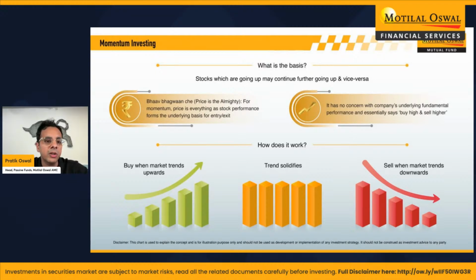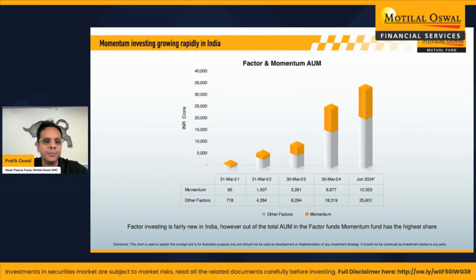There's a saying, "Bhav Bhagwan Che." What that means is that price is the most important thing. And when it comes to a momentum fund, price itself is the most important aspect that we use to select the stocks that we buy into. So very important, very simple.